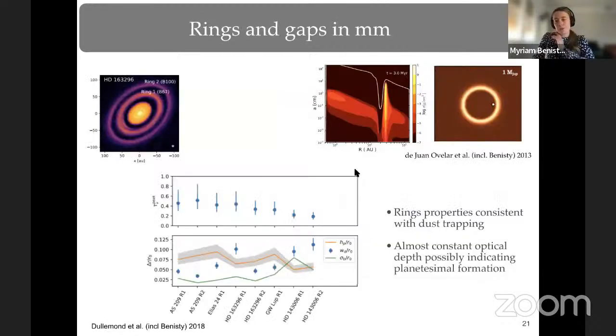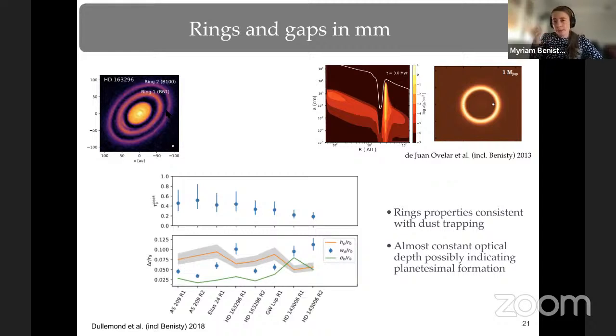So I'm going to show a detailed example of each kind of substructure. This is an object, for example, where we have rings and gaps in the submillimeter regime. And I already explained that these rings could be tracing dust trapping at the pressure maximum that could be due to a planet. So in principle, we could think that we have planets here and here, and that they basically carve a gap, and at the pressure maximum, we have trapping of dust particles here.